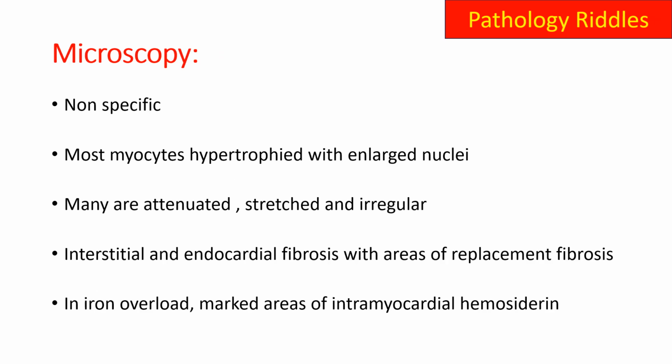Microscopy, there is nothing specific. Most of your cardiac muscles will be hypertrophied with enlarged nuclei. Many are attenuated, stretched, irregular. So basically, they are going to lose their normal architecture. There will be interstitial and endocardial fibrosis, especially in areas where ischemia has already taken place. In cases of iron overload, there may be intramyocardial hemosiderin.